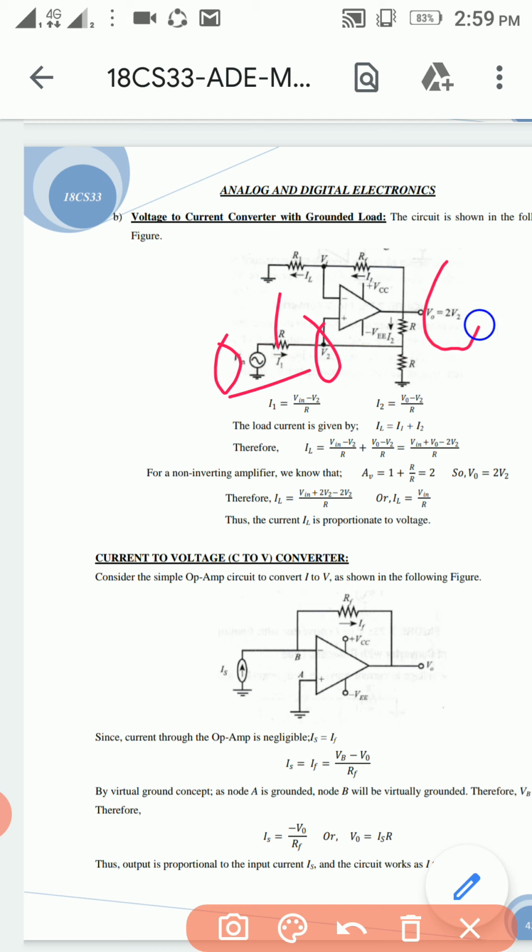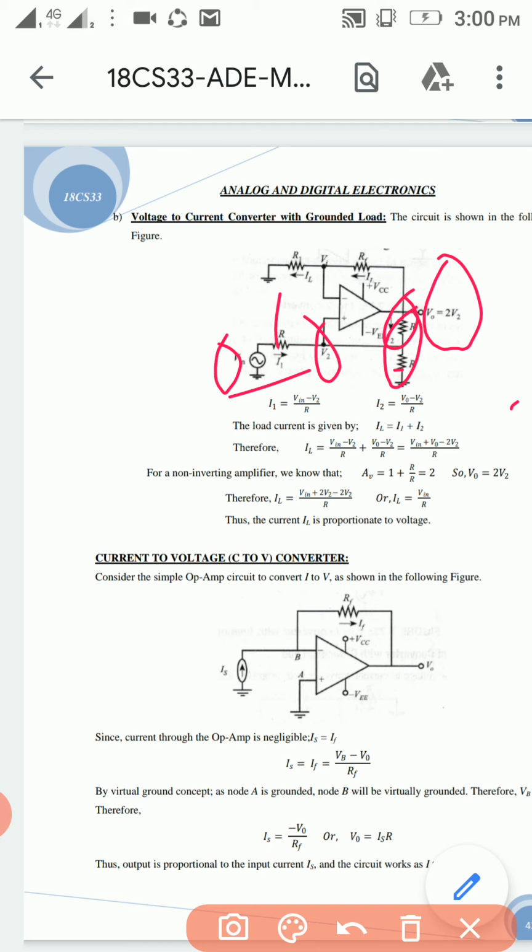V0 minus V2 divided by R, because the resistance value is R here, no? For that reason R. So this R is a grounded value, right? So if I wanted the load current, IL is equal to what? The sum of those two currents, I1 plus I2. After adding these two, we'll get this one: V in plus V0 minus 2V2 divided by R.